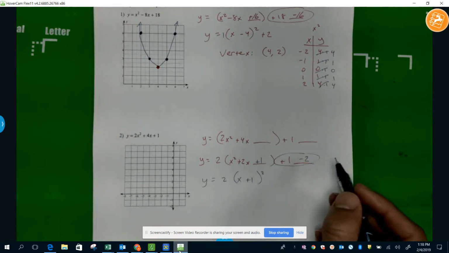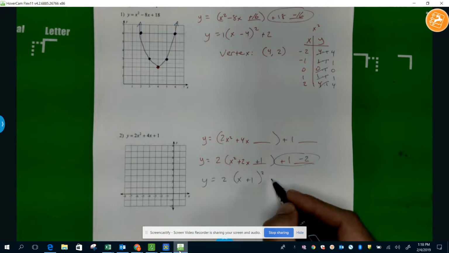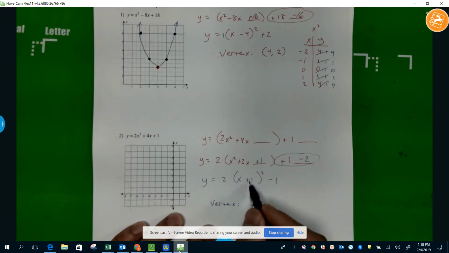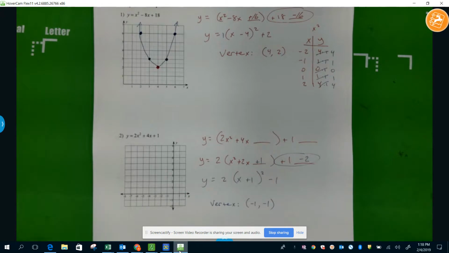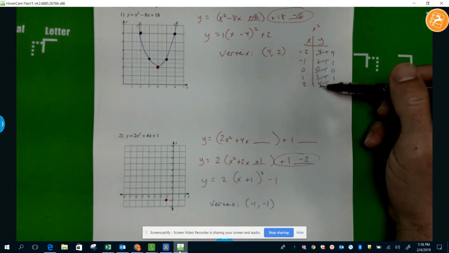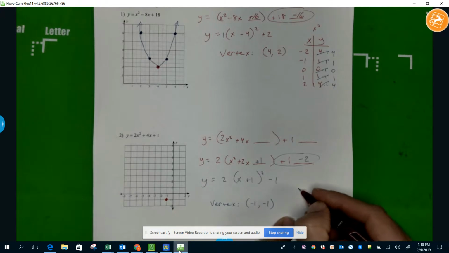So now when I combine these like terms, 1 minus 2 is negative 1. So here my vertex is always the opposite, negative 1. And this one's not the opposite, so negative 1 is my vertex. Negative 1, negative 1. Plot that coordinate. Okay, so again, you look at your original table, your original y values.